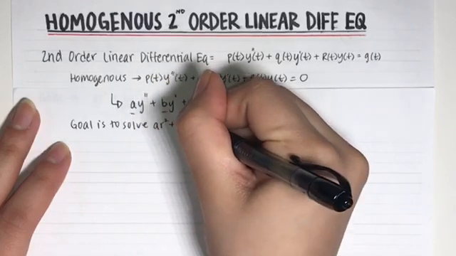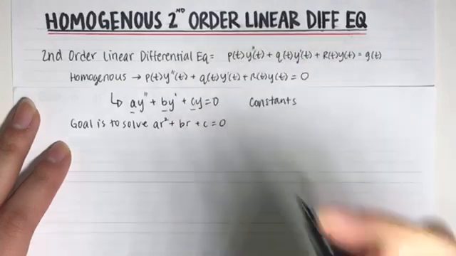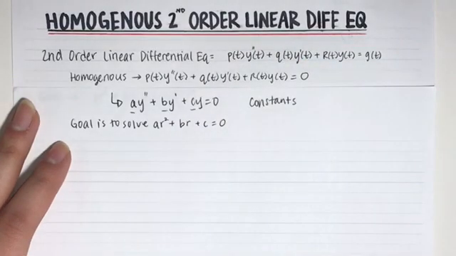So in order to solve these problems, we need to make our differential equation have the form ar² + br + c = 0. This form is called the characteristic equation. a, b, and c are the same constants from our differential equation, and now we make y'' become r², and y' becomes r. Once you have this form, we solve for r just like a regular quadratic equation.